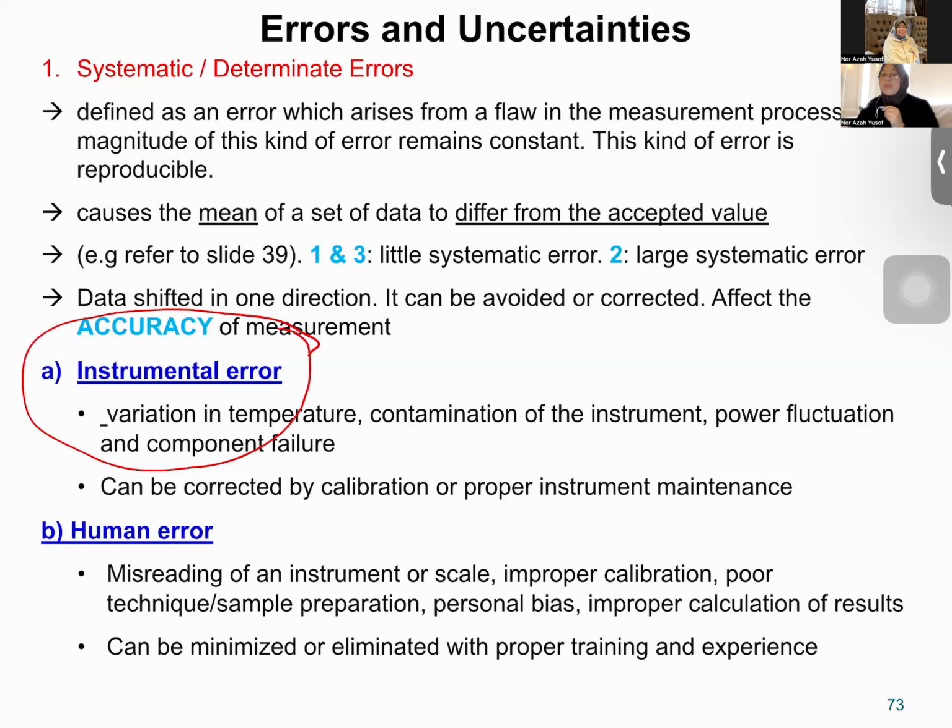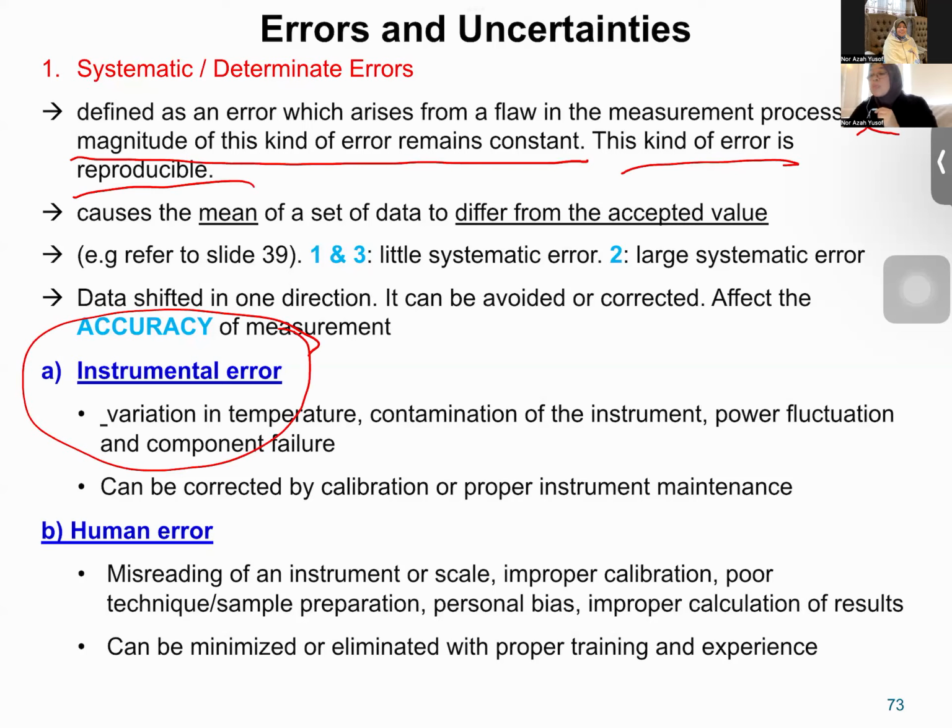There is a big issue. This is what we call systematic or determinate errors. It means that you can identify it. The magnitude of this kind of error remains constant, and this kind of error is reproducible. It means that you can actually avoid this error by doing some countermeasures.